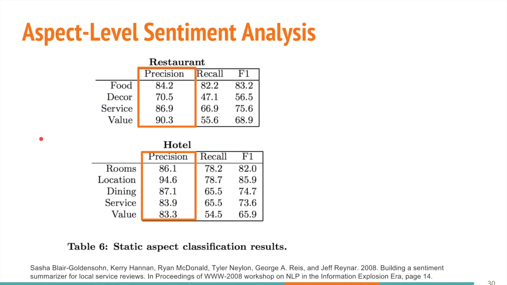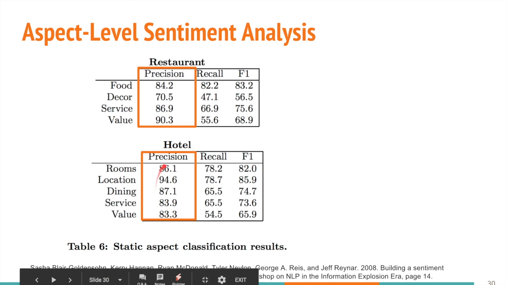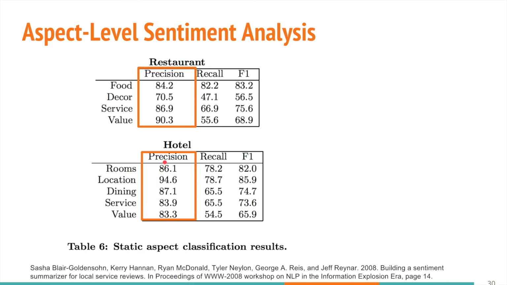Okay, let's take a look at the results of the performance. Here we can see that across different domains, restaurant and hotel, the precision for different subtopics is consistent and really high, so it could be used for practical usages. Okay, that's it for aspect level sentiment analysis.